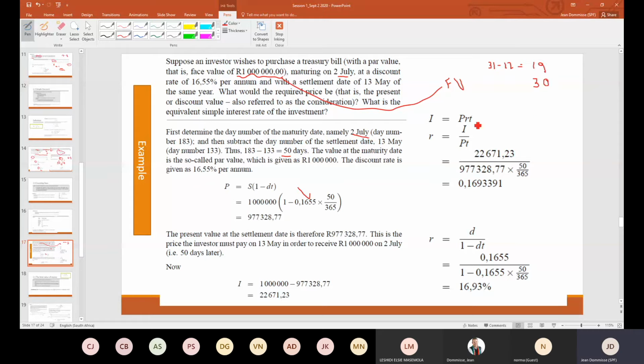And then up until the 2nd of July. So we don't count in the 2nd. We only go up until the 1st. So that is 1 day in July. And if you add that together, you would have gotten to the 50 as well.